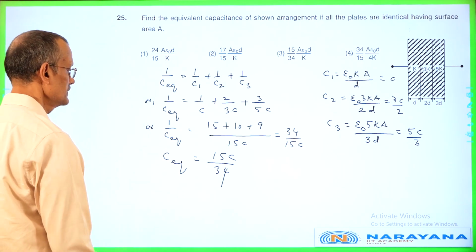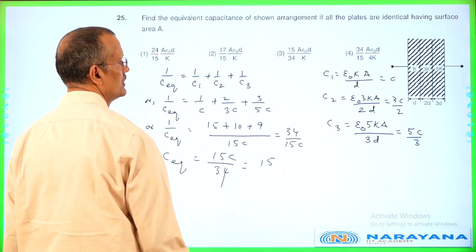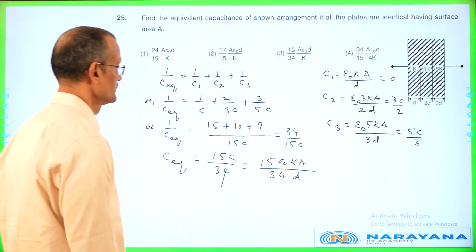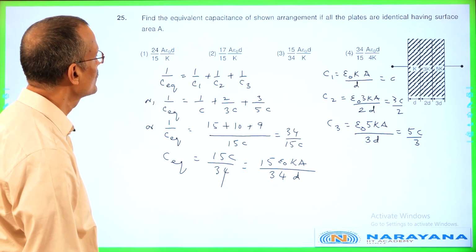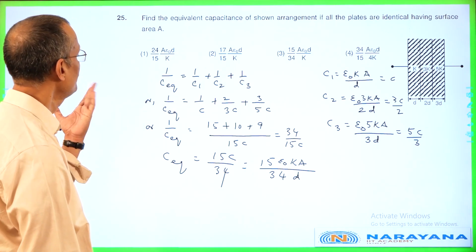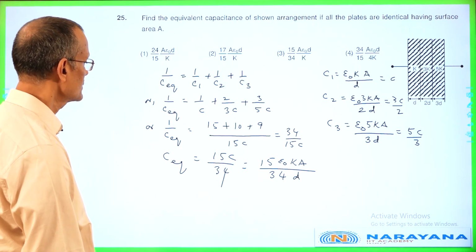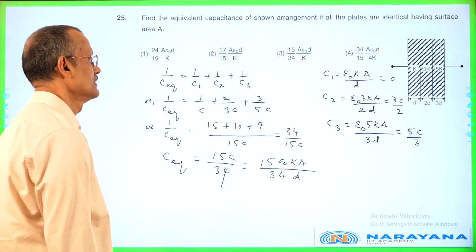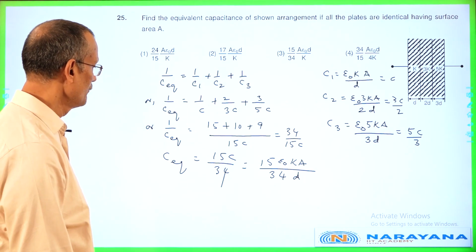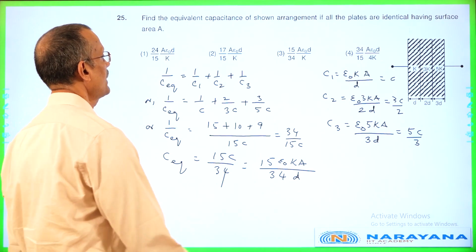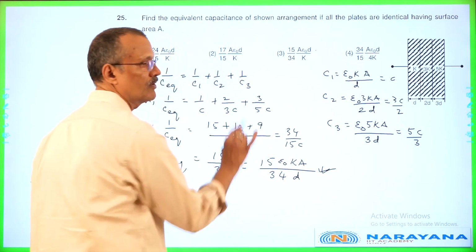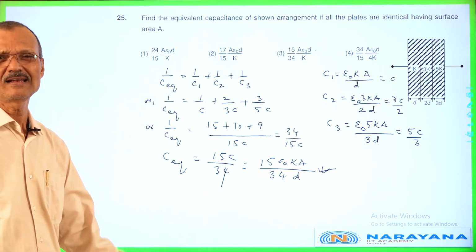Okay, now, so it will become 15 C value, you have epsilon naught K A by 34 D. In my opinion, the answer should be 15 epsilon naught K A by 34 D, and I feel that not a single answer is there. So all the answers given are wrong. In my opinion, the answer will be 15 by 34 epsilon naught K A by D. This will be the answer. All four answers are wrong. Memory based questions, no. So, A, B, C, D, certainly answers may be wrong.